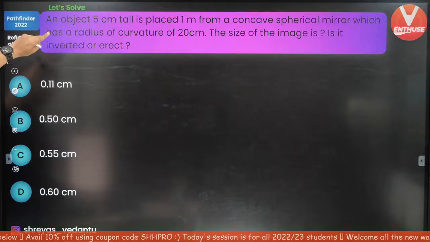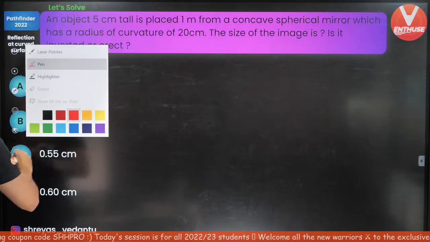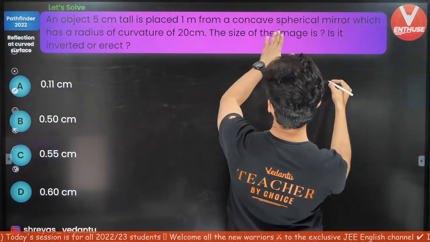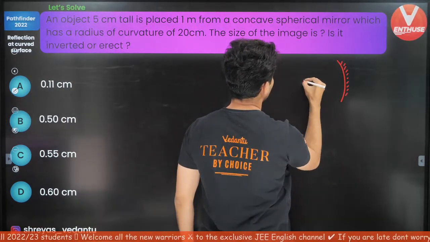Object height is given, and we have also been given the radius of curvature. The size of the image has been asked. Let's draw a rough diagram to understand what is exactly happening. So it's a concave mirror, I suppose. Yes, it's a concave mirror, and the object is somewhere over here.